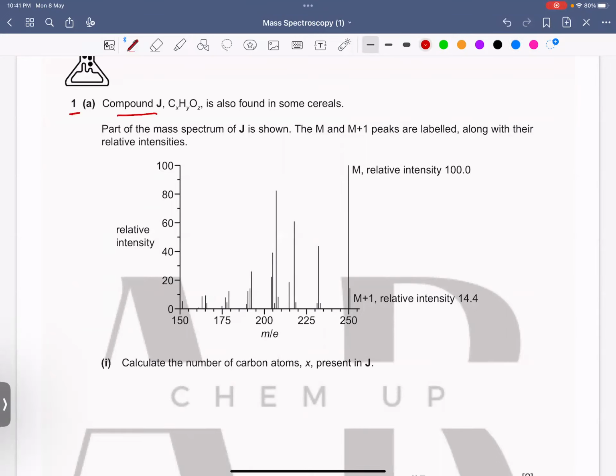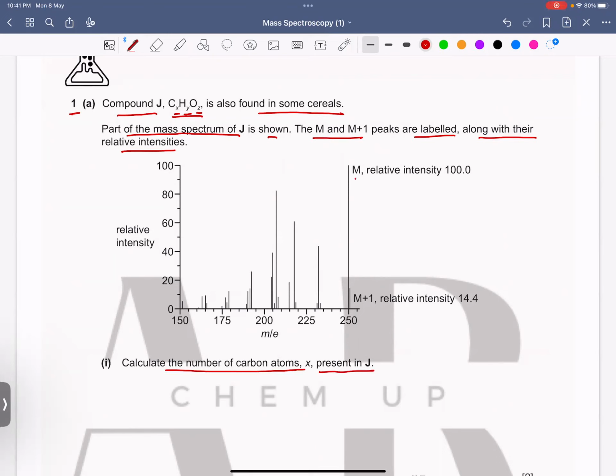Compound J, its formula is CxHyOz, is also found in some cereals. So we don't know the number of carbon atoms, hydrogen atoms, and oxygen atoms, right? Part of the mass spectrum of J is shown. The M and M plus 1 peaks are labeled along with their relative intensities. In the first part, they are asking to calculate the number of carbon atoms, x, present in J.